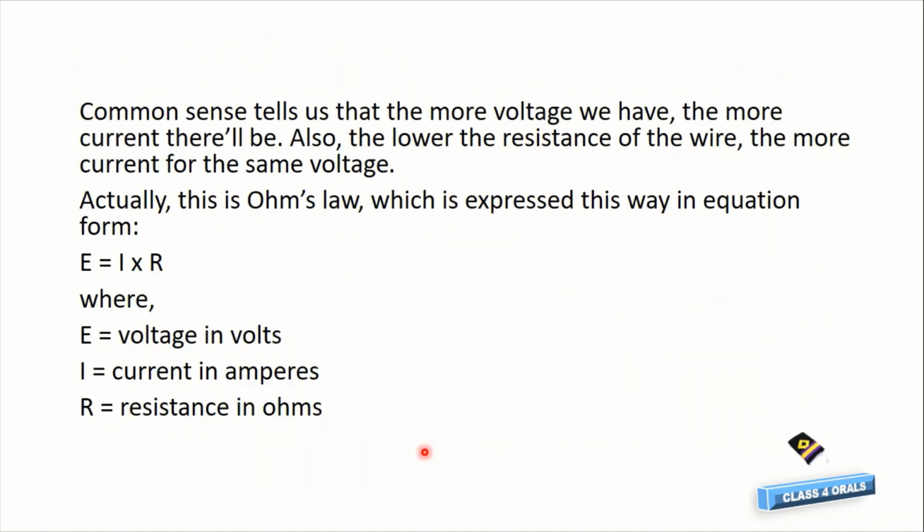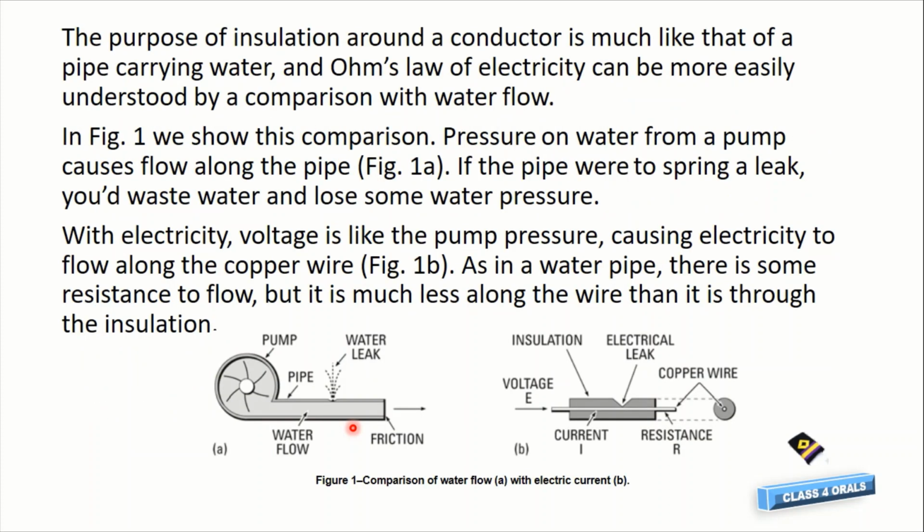We also know by common sense that the more voltage we have, the more current there will be. Also, if the resistance of the wire is low, then there will be more current for the same voltage. Very simple. And we are also very much aware of the equation V = IR, where V is the volt, I is the current in ampere, and R is the resistance in ohm. Next, the purpose of insulation around a conductor is similar to a pipeline carrying water, and Ohm's law of electricity can be easily understood if we compare it with water flow.